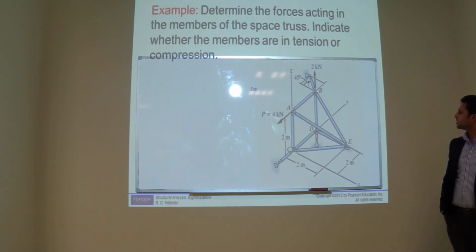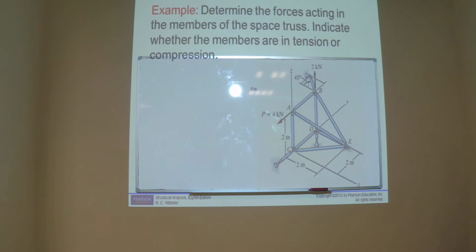Okay, if you want to solve this truss, from which joint you can start? B. Alright. A has fewer members, so you start with it. For example, let's start with joint A. At A joint, how many unknowns? Three. And we have one force.